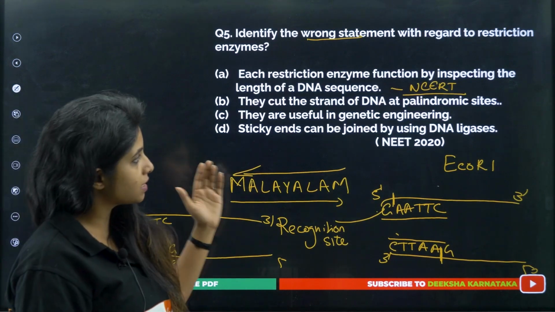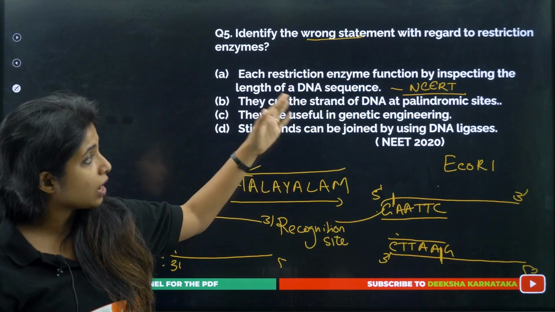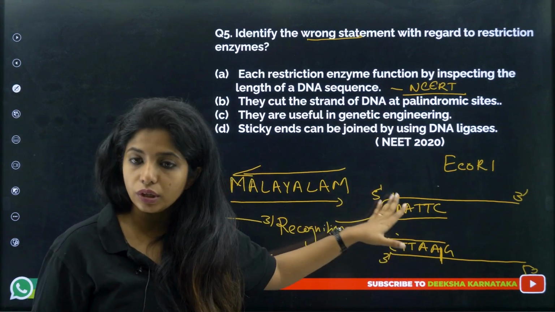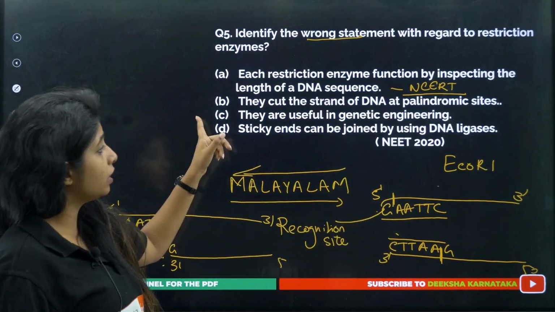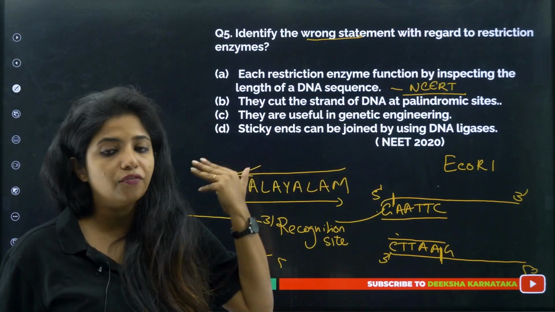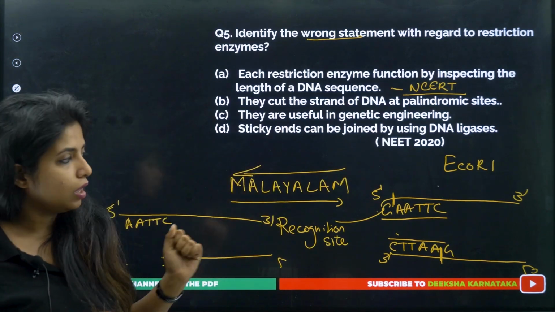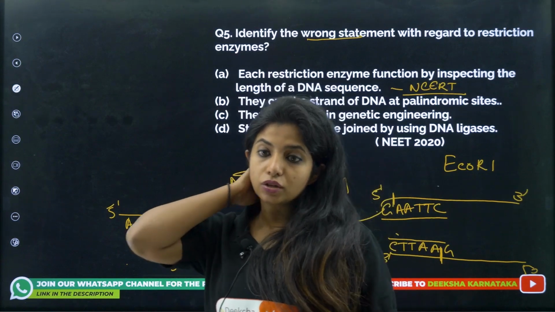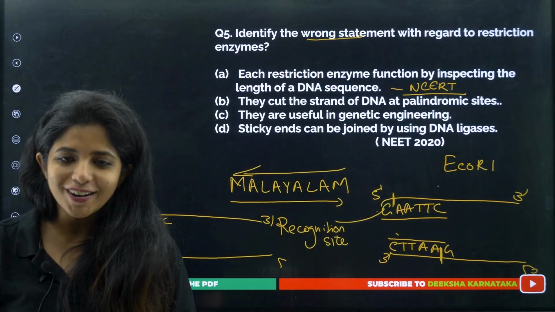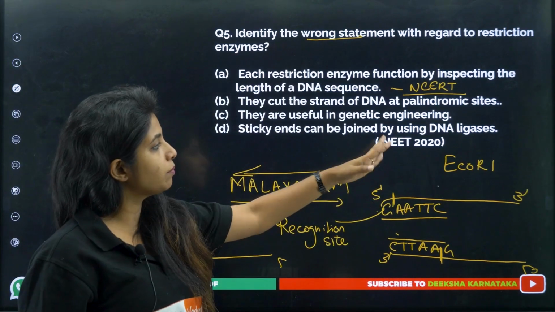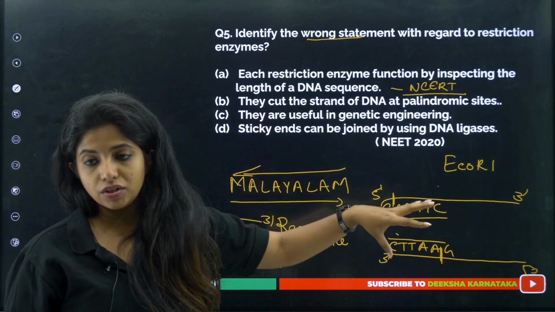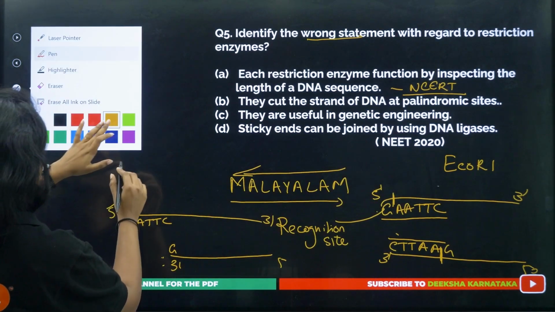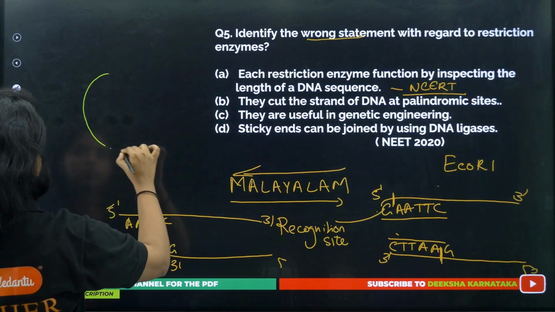So basically, yes, they cut the strand of the DNA at a palindromic site. So this is a palindromic site. They will make the cut right over here only, nowhere else. Now they are very useful in genetic engineering, children. Obviously, genetic engineering means you are manipulating the DNA, making use of the DNA strands for your own good. Now sticky ends can be joined by using DNA ligases. This is a sticky end, and the plasmid where I am going to incorporate stuff also has a sticky end like this.